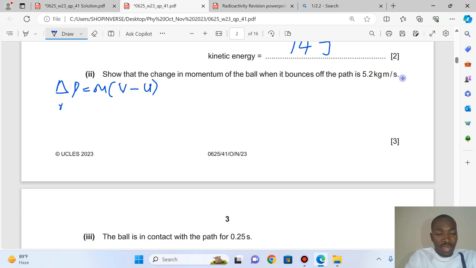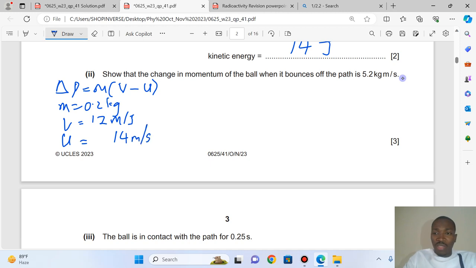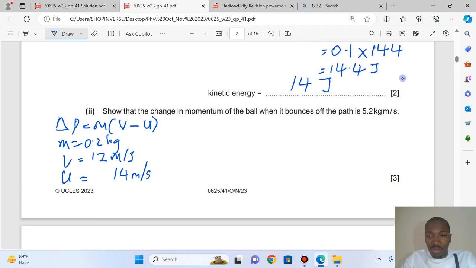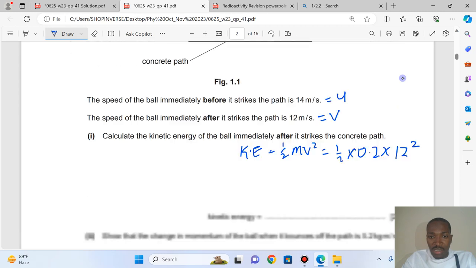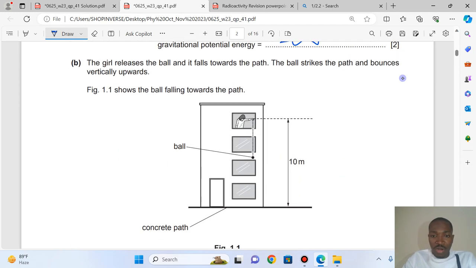What is the mass? The mass is 0.2 kilogram. What is the final velocity? Final velocity is 12 meters per second. What's the initial velocity? Ideally, initial velocity is 14 meters per second. But take note of direction. Velocity is a vector quantity. Now look at this. The ball fell downwards. This is the ball. It fell downwards. It had a velocity of 14 meters per second before hitting the floor.